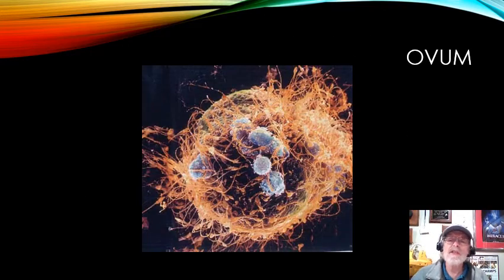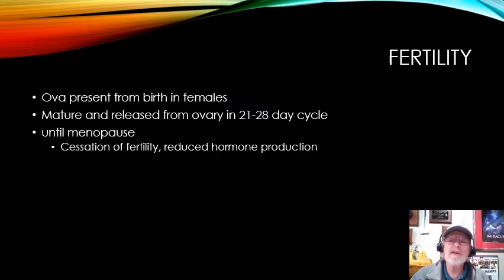We'll talk about those things individually. This is just a picture of what an ovum might look like. I don't know, I've never seen one that close anyway. And again, the ova are basically present from birth in females in the ovaries. A select few each month are chosen to mature and develop, and then they're released from the ovary.